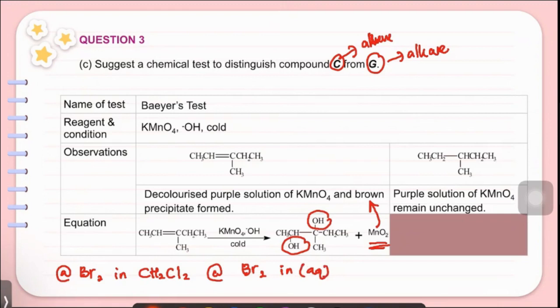Ataupun Br2 solution. Okay. So if you write this test Br2 in CH2Cl2 or Br2 in aqueous, observation pun akan berubah lah. Kalau Br2 dia akan jadi reddish brown color. Okay. So untuk alkene dia akan decolorize lah. Tapi untuk alkane the reddish brown color remains unchanged. Okay. So itu adalah chemical test yang sesuai untuk bezakan antara compound alkene dan juga alkane.